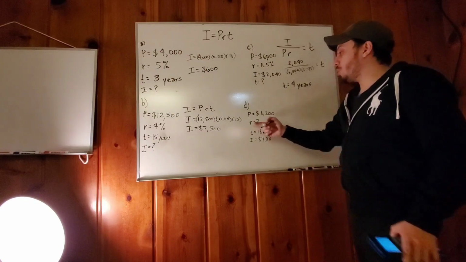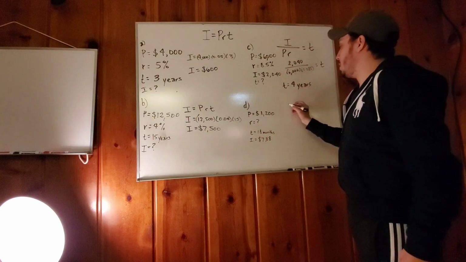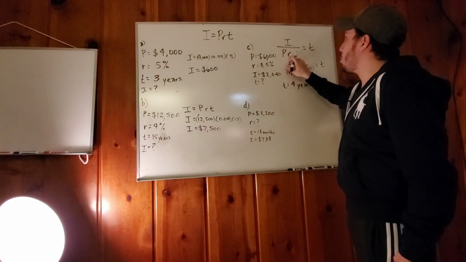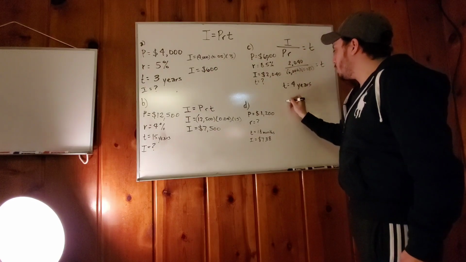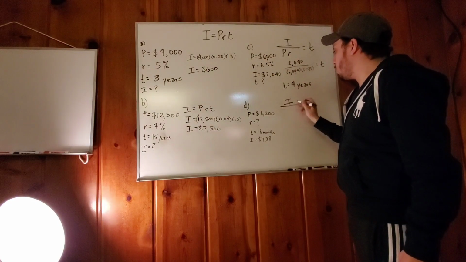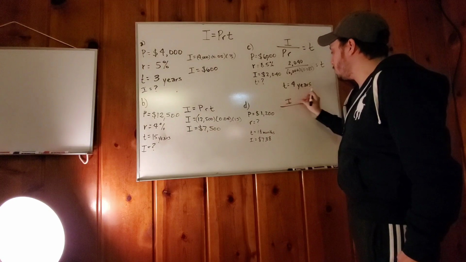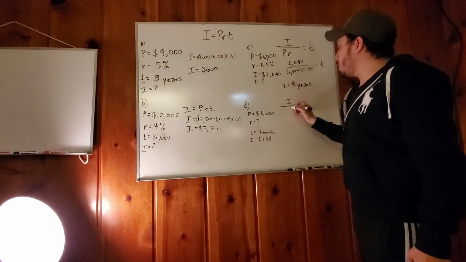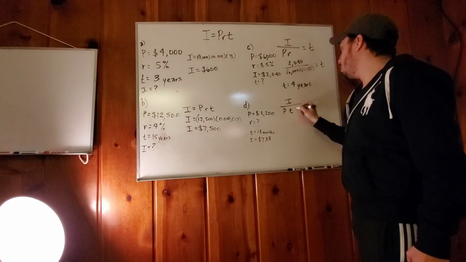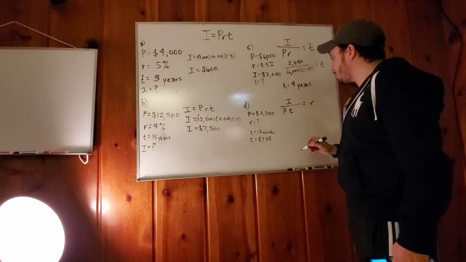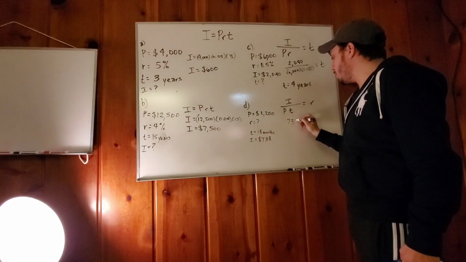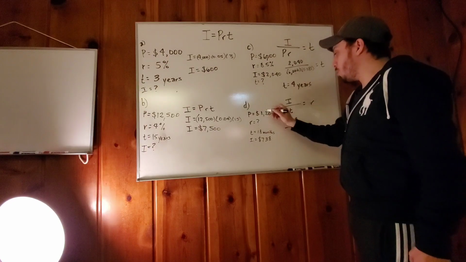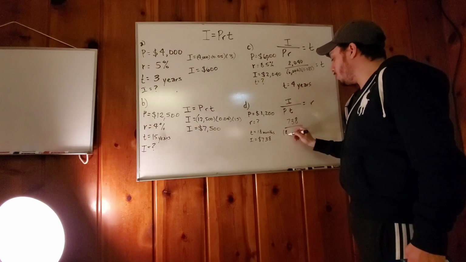So in here, we're going to find R. We're going to do the same thing as in here, but instead of the R being here, we're going to switch it with the T. So it's going to be I over PT equals R. The interest was $738 over the principal, which is $8,200.